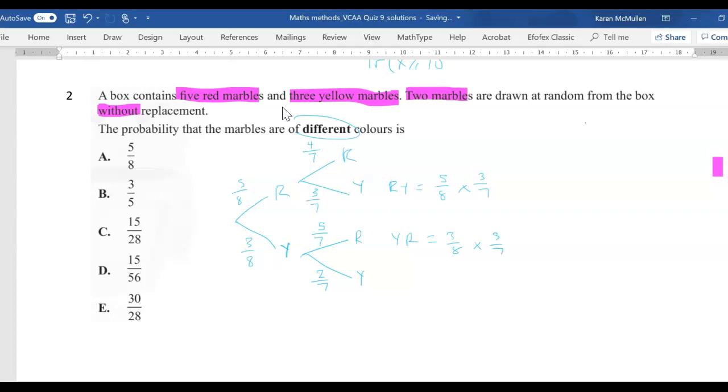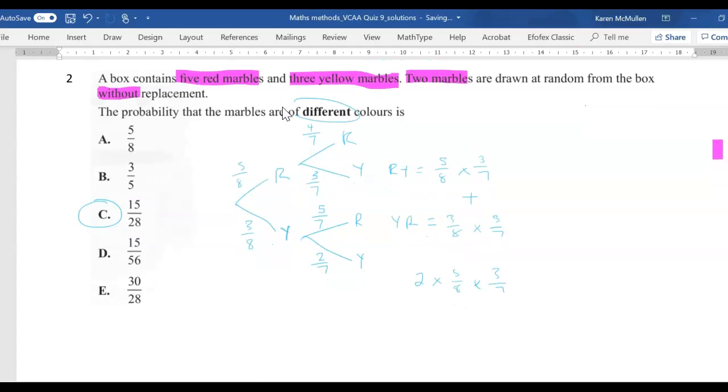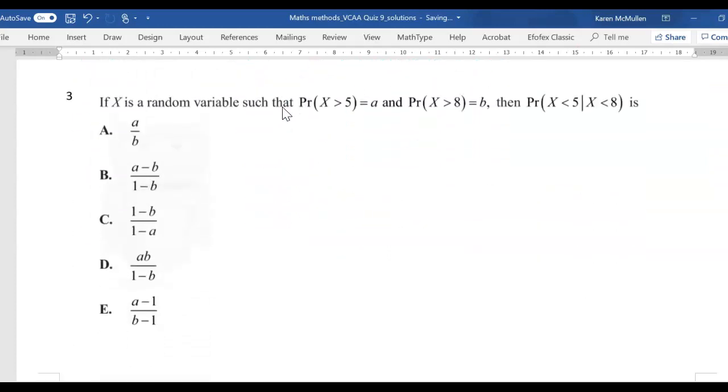Now these two are exactly the same. If we were to switch the numerators, they would be the same. So you can just say that's the same as 2 times 5/8 times 3/7. That wouldn't be too hard to do by hand. You could also just do it on your calculator for a multiple choice question, or you could just add these probabilities together, which you would do if they weren't the same, but in this case they are. I already know what the answer is. It is option C, but again, just do that in your calculator. All right, question number 3.